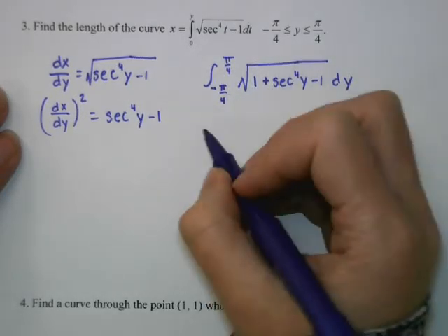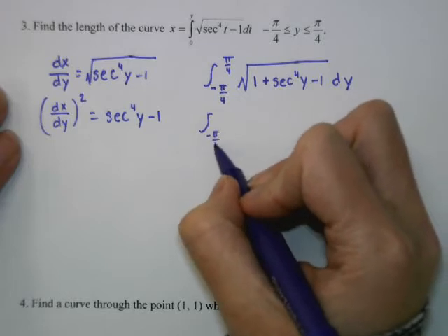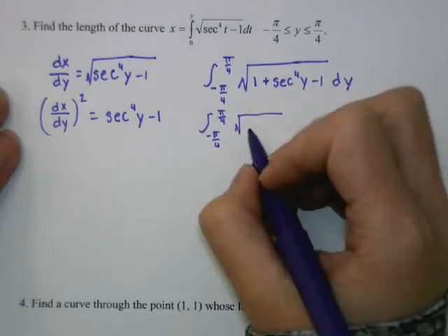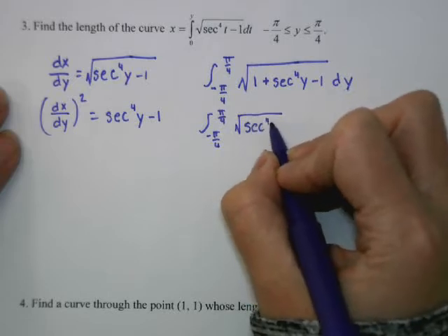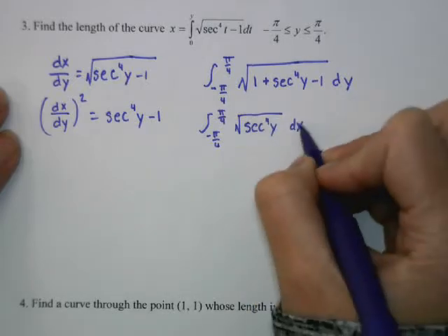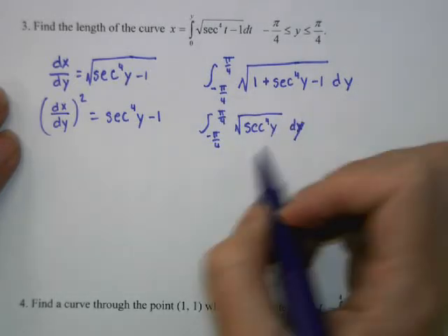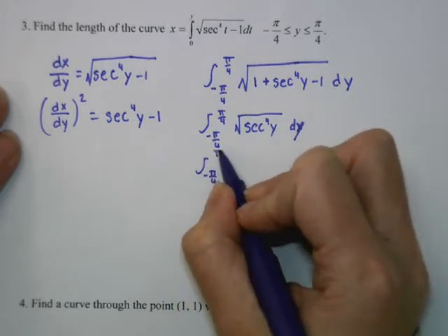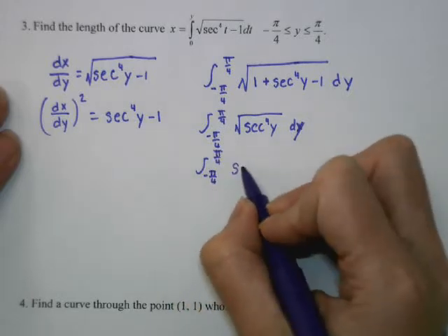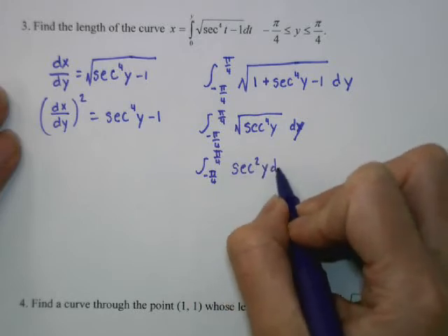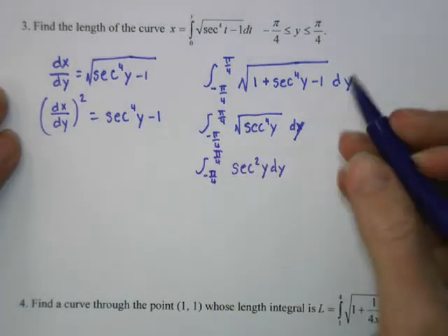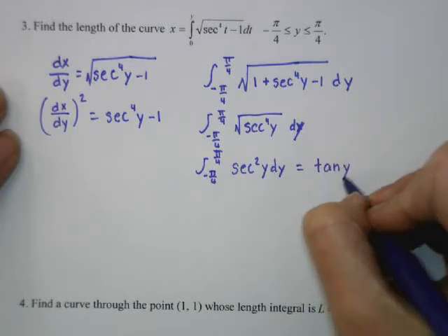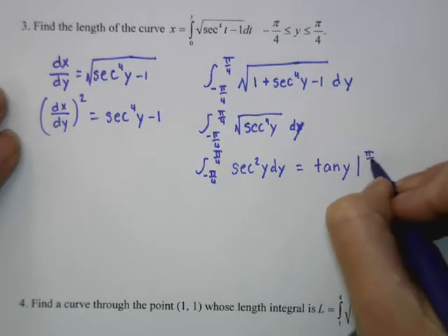Okay, the integral of secant squared is tangent. So we're going to have the tangent of pi over 4 minus the tangent of negative pi over 4. Tangent at pi over 4 is 1, minus tangent at negative pi over 4 is negative 1. So we get 2.